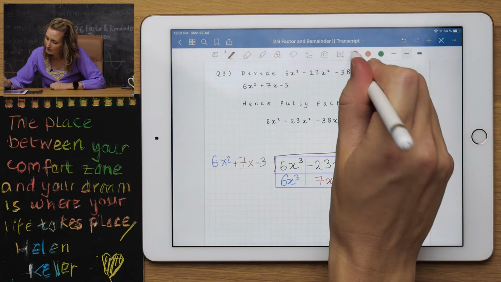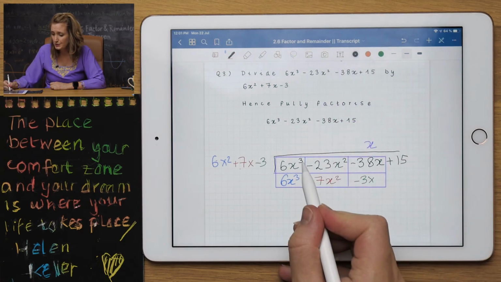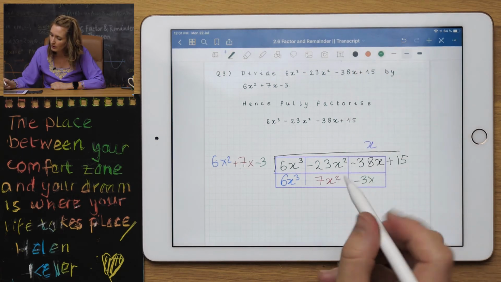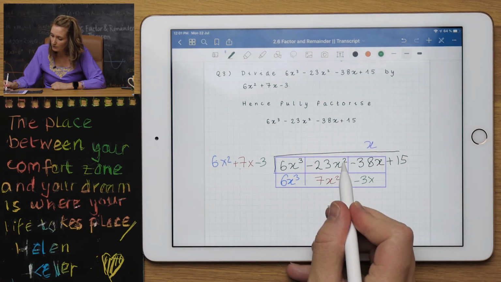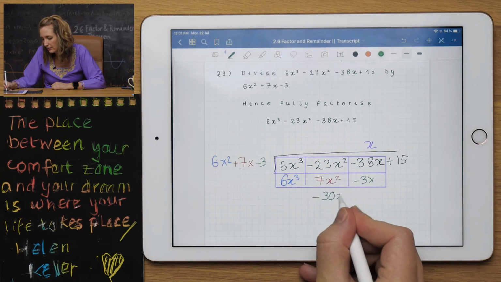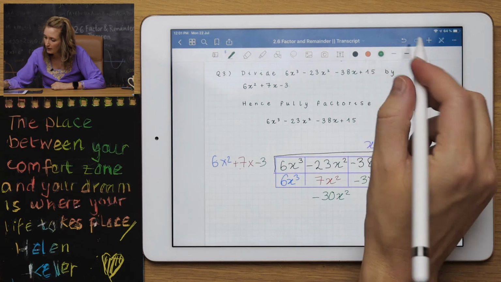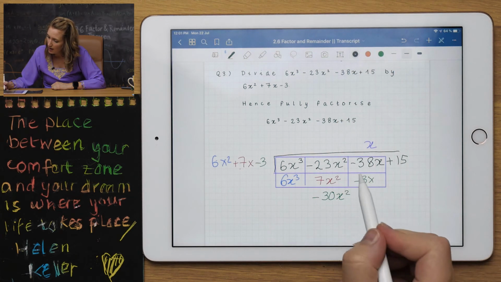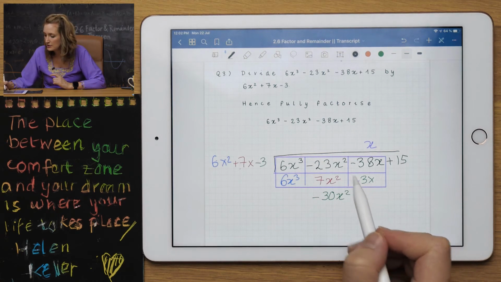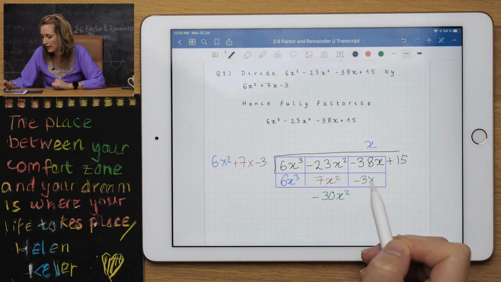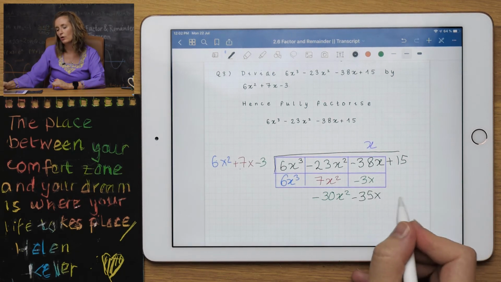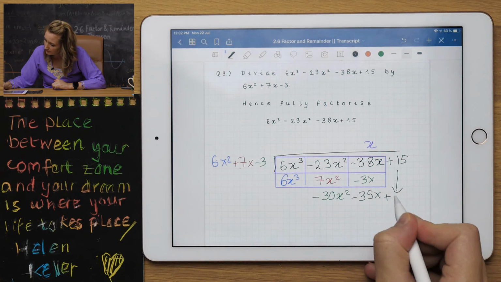Now let's calculate the remainder. 6x cubed subtract 6x cubed is nothing. We're going to have the next one being green. Minus 23x squared subtract 7x squared would be minus 30x squared. Now we're going to have minus 38x minus minus, so that would be plus. So minus 38x plus 3x would be minus 35x. And the last one we always drag down from the top, so plus 15.